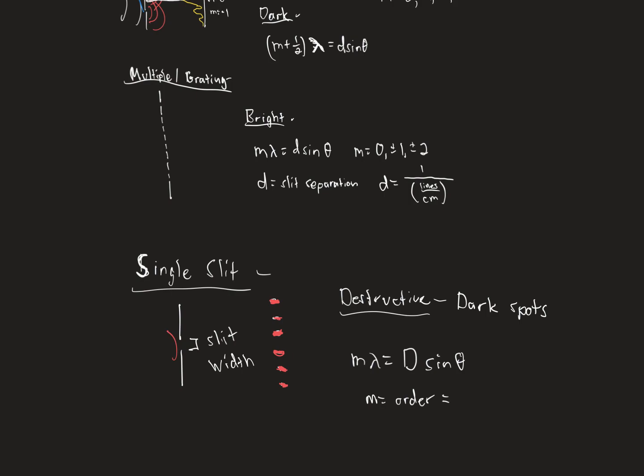Here, you don't have a middle dark spot. So your order for the dark spots actually starts at plus or minus 1, plus or minus 2, plus or minus 3. So that's another weird thing to keep in mind. You've got the dark spots, plus or minus 1, plus or minus 2, plus or minus 3. So that's the difference between single slit and multiple or double slit.